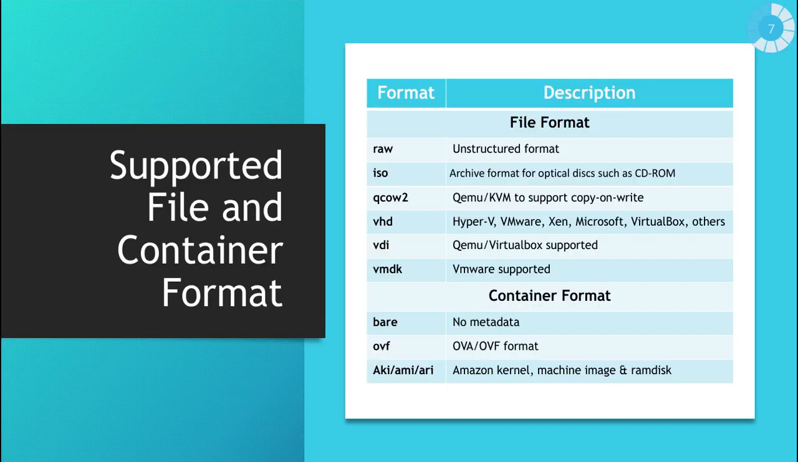So here are the supported file and container formats. For file format, Glance supports raw format, that is the unstructured format, and ISO, that is the archive format for your optical disk such as CD-ROM. This can be useful if you are attaching or uploading an ISO bootable image, so that is also supported here.